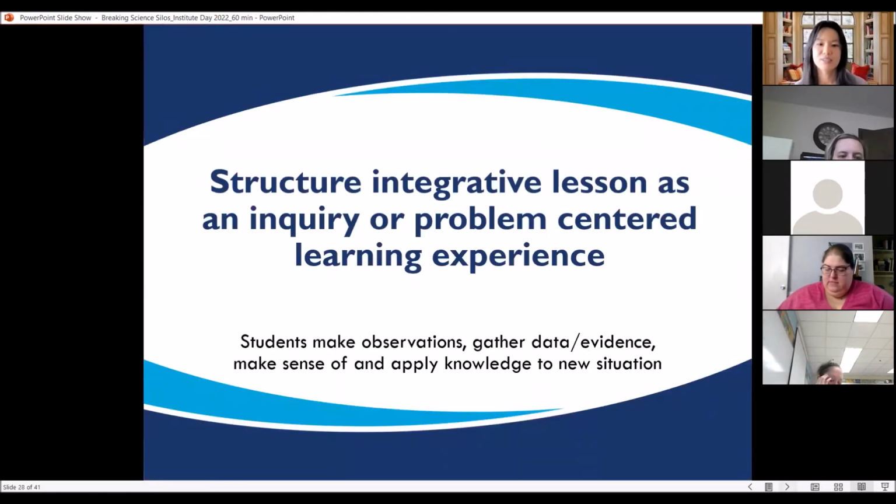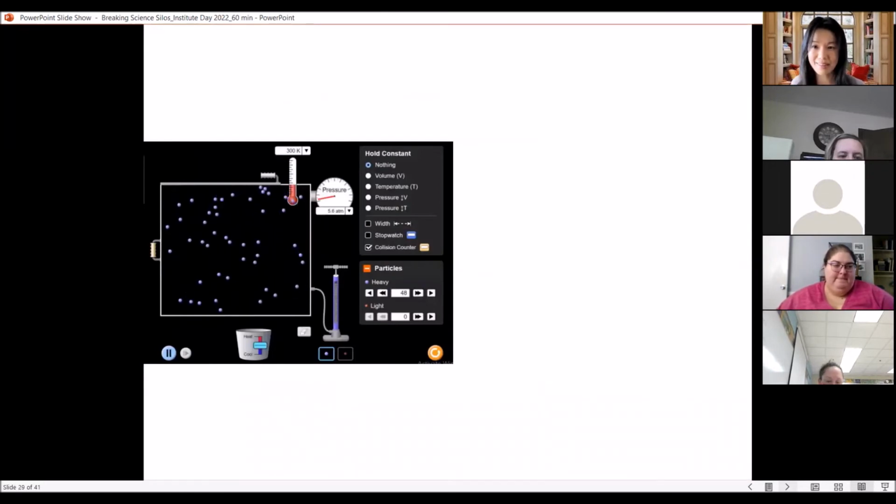Another idea is to structure your integrative activity as an inquiry or problem-centered learning experience. Doing it this way puts more of the responsibility on the students because they're making the observations, gathering the data and evidence, using that data to make sense of it and justify their responses, and applying it to a new situation, right? And it also might help alleviate some of the pressure on you as the individual teacher from knowing all the content, okay? So I, like a lot of science teachers, like to use PhET simulations.